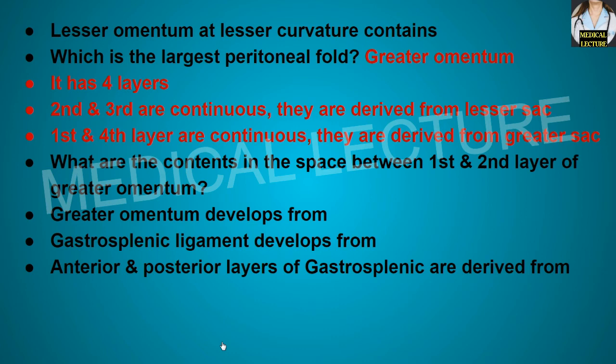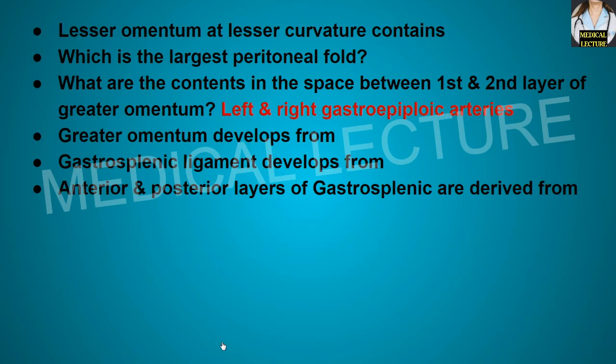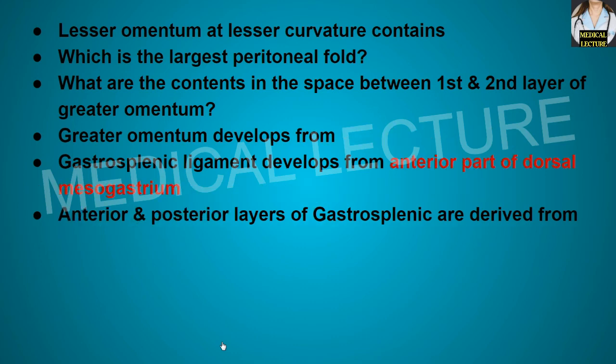What are the contents in the space between the first and the second layer of the greater omentum? The left and the right gastroepiploic arteries. Greater omentum develops from the dorsal mesogastrium. Gastrosplenic ligament develops from the anterior part of the dorsal mesogastrium.